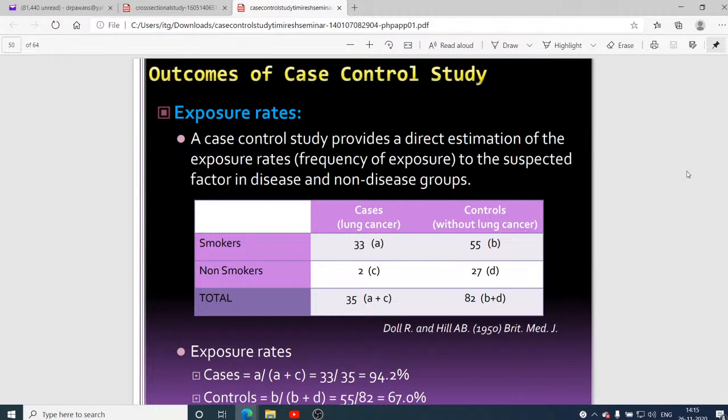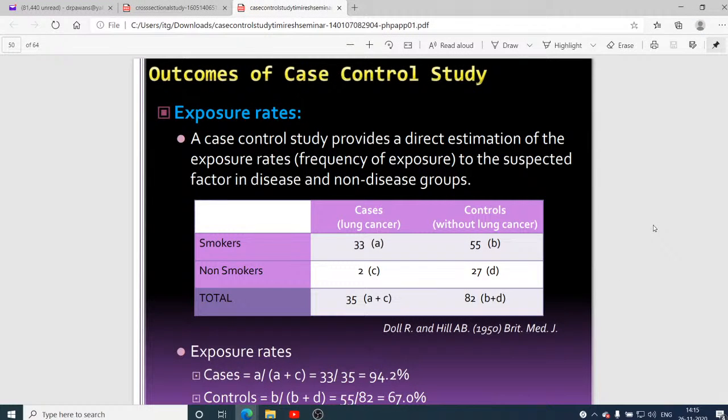Good afternoon. We were talking about outcomes in a case control study. A case control study provides the direct estimation of the exposure rates to the suspected factor in disease and non-disease groups.